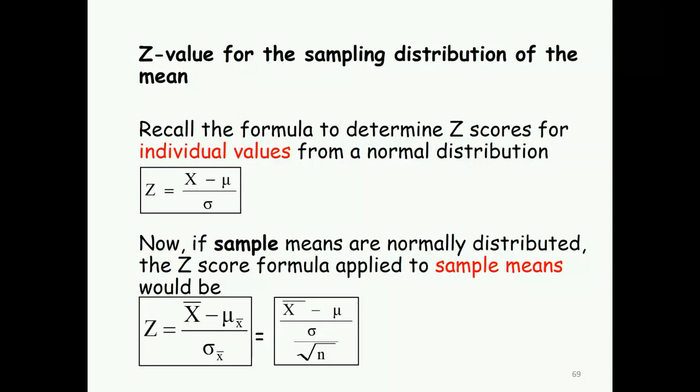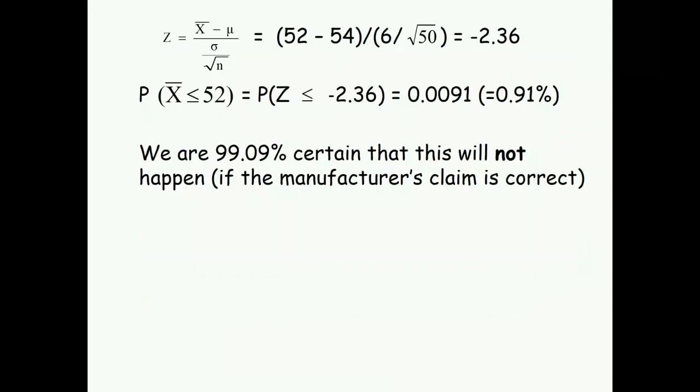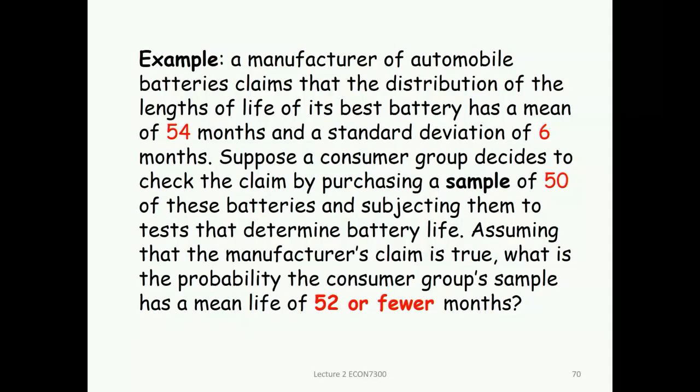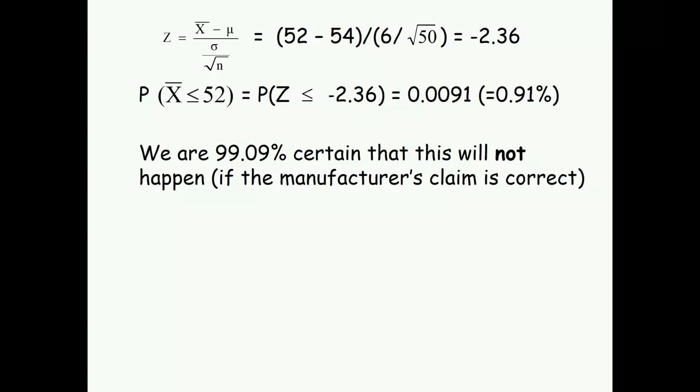52 or fewer is the question. 50, this is 54, this is 6. So 52, the question, minus 54, given, and I know my sample size, then the result is minus 2.36. Anything to the left of 52 or fewer means to the left of minus 2.36. If you go to your Z table, you look up 2.36, you will find the probability 0.91. Don't worry about these things, but let us talk only about the probability calculation.